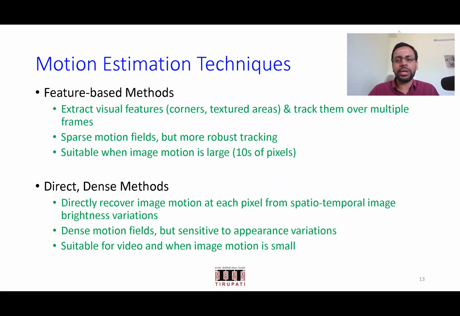Now let's take a look at the types of methods that you could use for estimation of motion. These can be classified into two categories. One is feature based methods, and the second one is direct dense methods. Feature based methods are something that we have already seen so far. For example, you use a Harris corner detector to extract some key features in a given image. Similarly, you run it on the subsequent frame in your video, and you extract the features there.